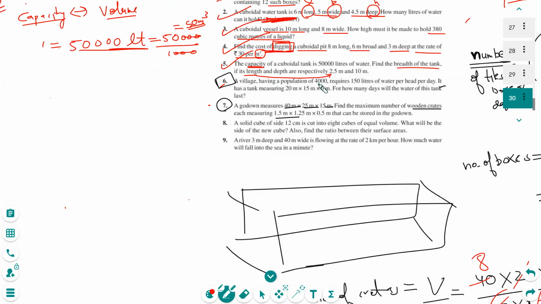A village having a population of 14,000 requires 150 liters of water per head per day. It has a tank measuring this. For how many days will the tank last? So we have to find the number of days.